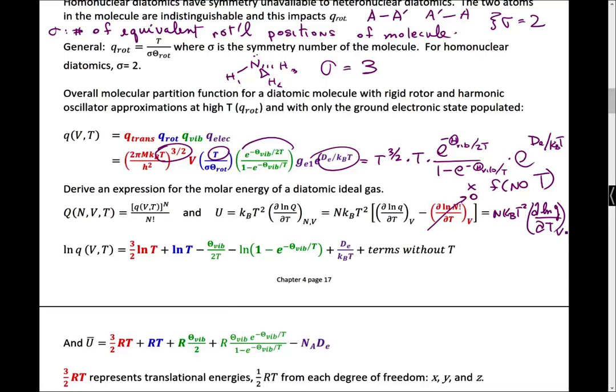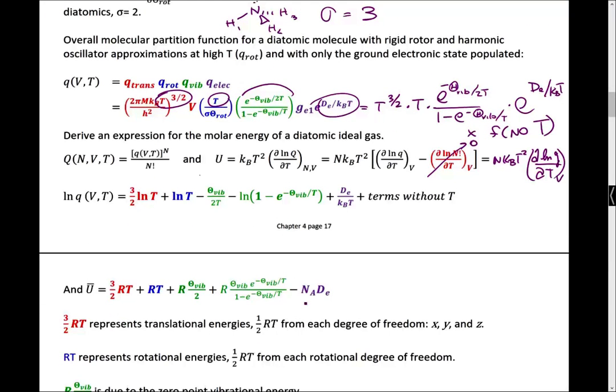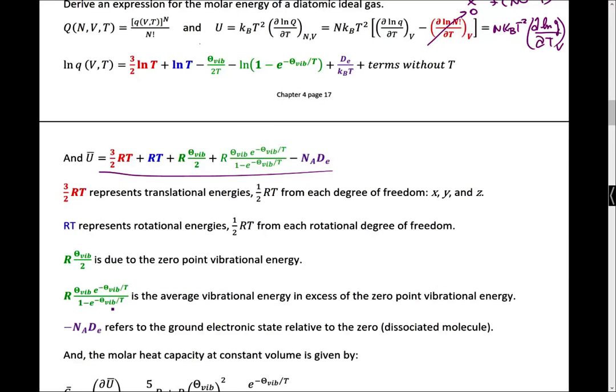So I can take the derivative, the natural log of that, and I end up with this overall equation. We've done this multiple times, so I'm going to go through it pretty quickly. So this is the result. This first term, 3/2 RT, that's our translational energy. That's going to be the same for an atom, for a diatomic molecule, for a polyatomic molecule, right? And if you step back and think about how many translational modes you have, or degrees of freedom, there's 3 of them. So 1/2 RT is associated with each of those degrees of freedom, x, y, and z direction.